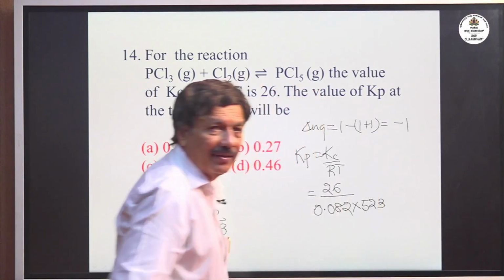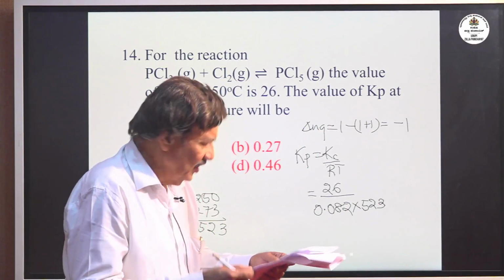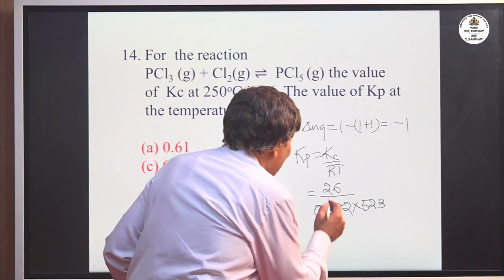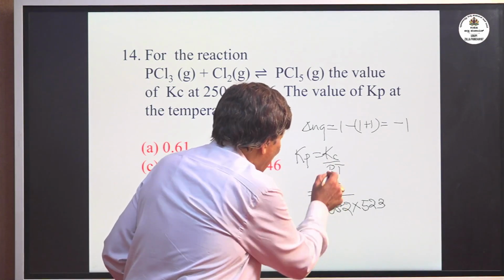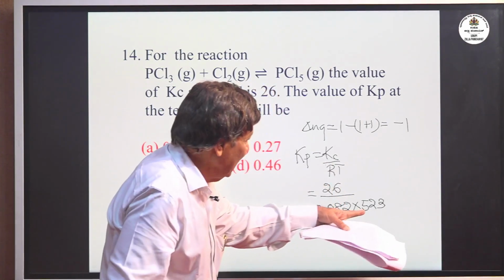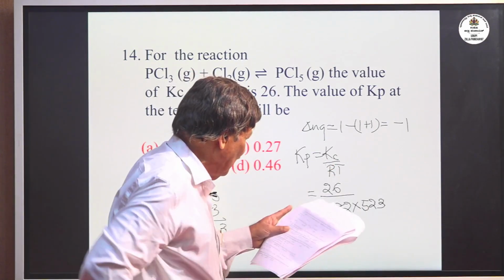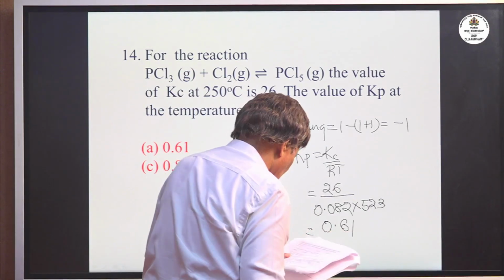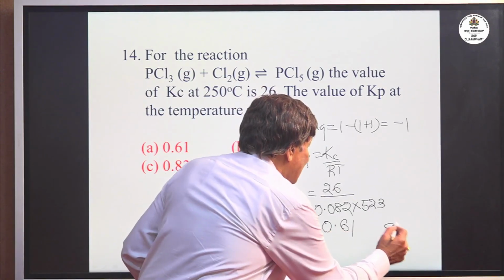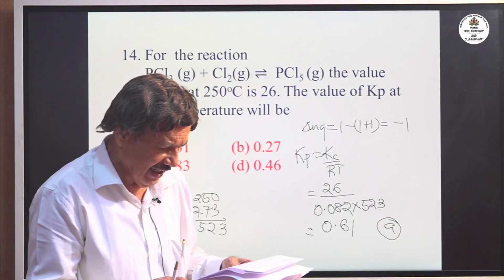If you solve this, it will be 0.61. Kc we have substituted. The R value should be this one. Then temperature should be in Kelvin only. You can't compromise on that. If you simplify, it will be 0.61. Option A is the right one.